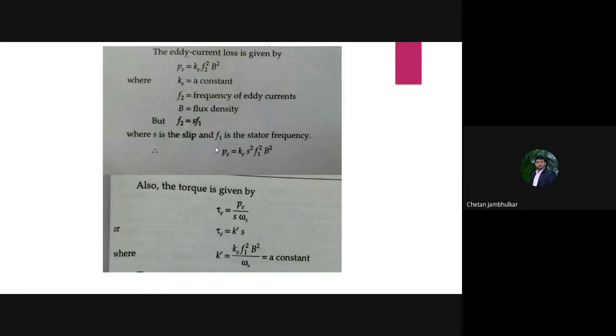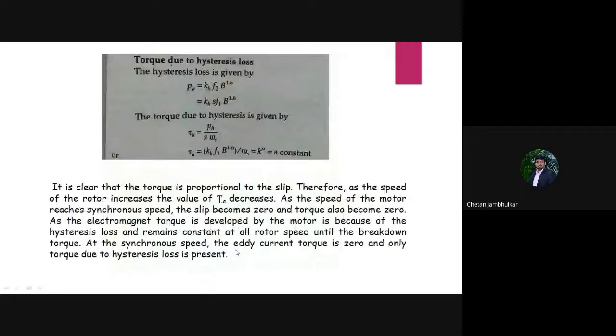Okay. Then torque is given. The eddy current torque is Te = PE upon S into WS, where Te = K dash into S. Here K dash = KE F1 square into B square upon WS. So this is the constant term K dash.